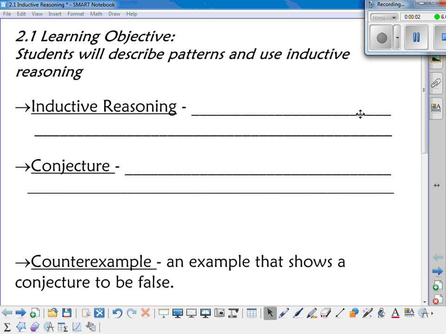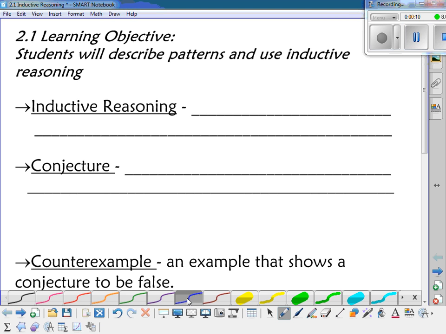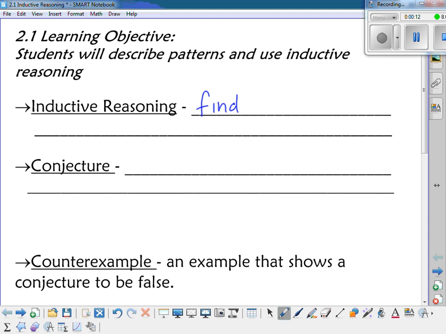Okay, today's learning objective: students will describe patterns and use inductive reasoning. So what is inductive reasoning? Inductive reasoning is where you find a pattern and you make a conjecture.